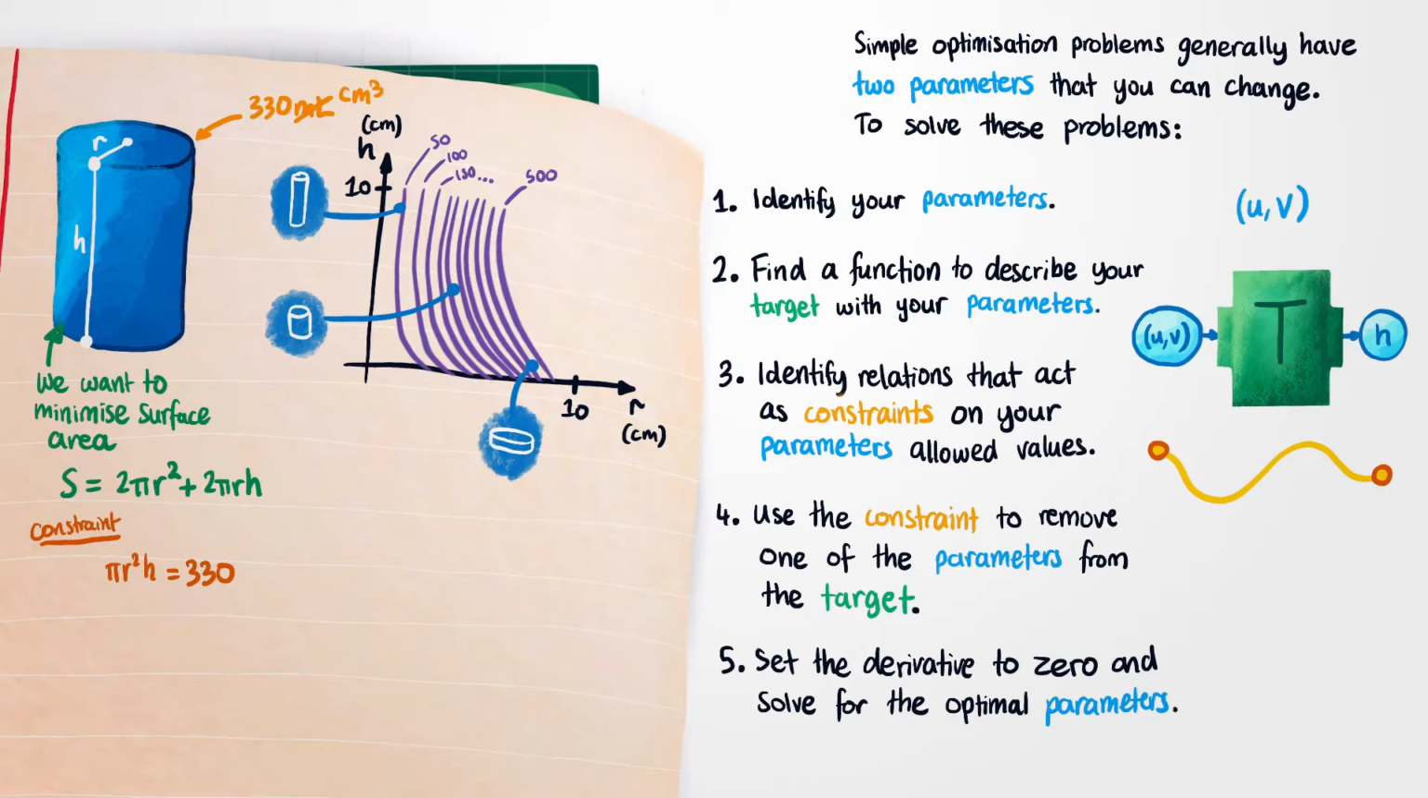Okay, so now step 3 over here is actually done. We have our constraint in terms of our parameters. Here it is right here. We know that pi r squared h has to be the same thing as 330. Now it also helps to actually draw on the constraint onto our graph.